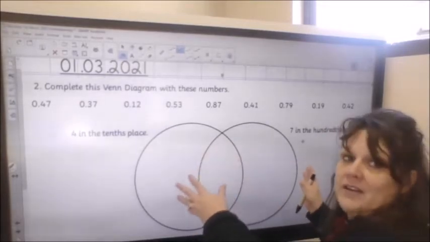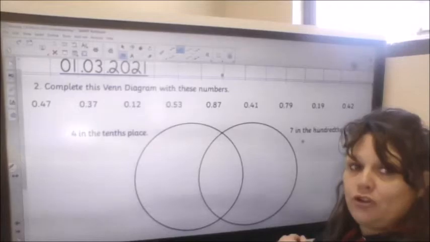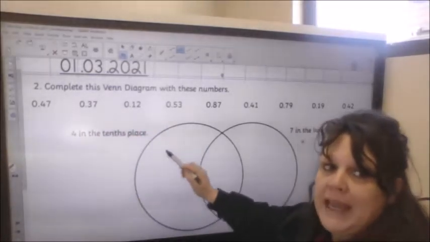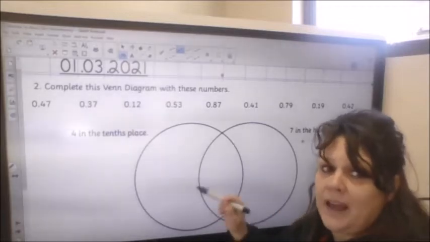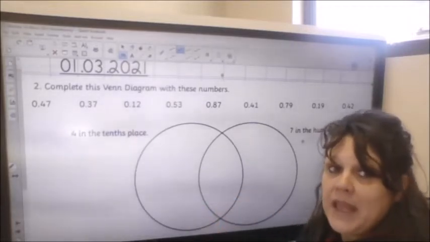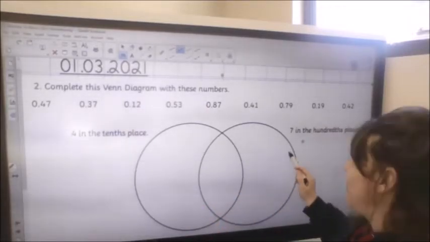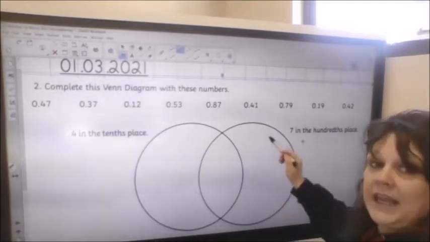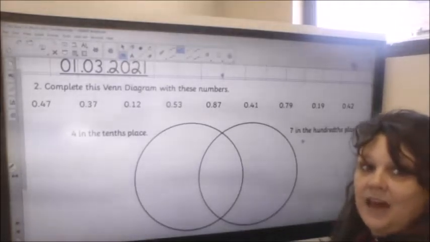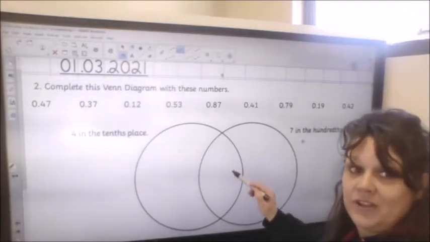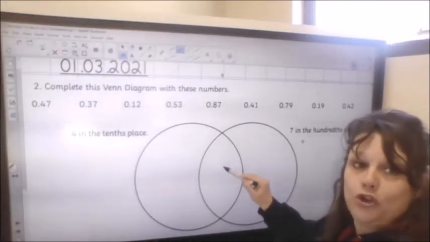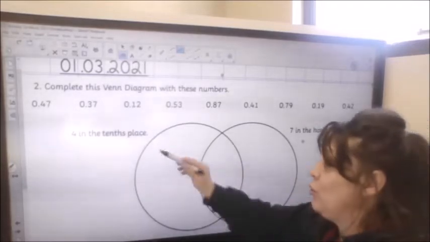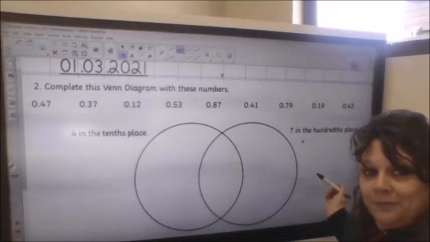So you've got a Venn diagram here. What you've got to do is look for any numbers which have a 4 in the tenths column, so straight after the decimal point. And then you also have to look for any that have a 7 in the hundredths column, because they would go in here. And any that have a 4 in the tenths and a 7 in the hundredths would go there. Those that don't fit any of those would just go round the outside.